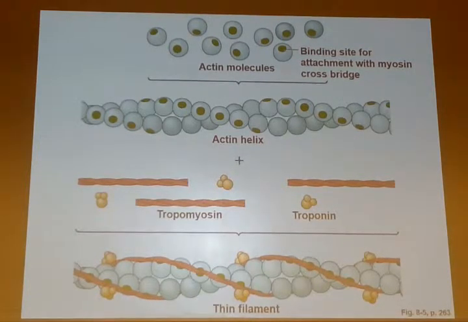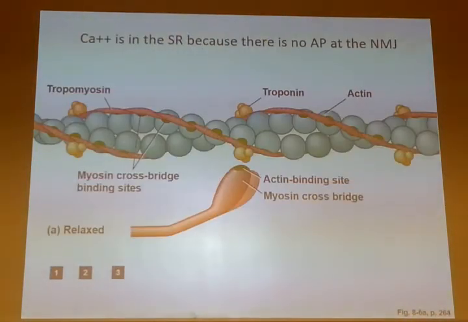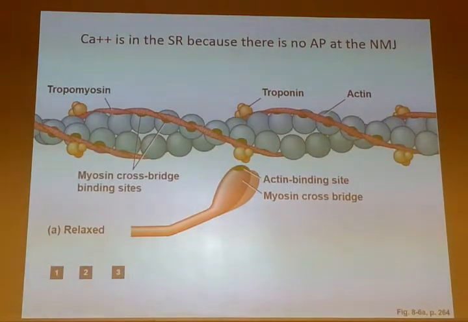When calcium binds, the positive charges on calcium change the shape of troponin, which then tugs on tropomyosin and moves tropomyosin off the binding site and into the little valleys between the helical filaments of actin. So here's your blocked actin binding site. Here's the binding site on myosin that wants to attach to actin.